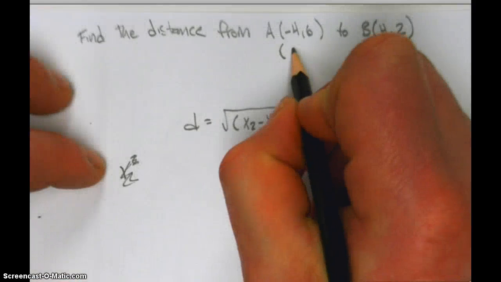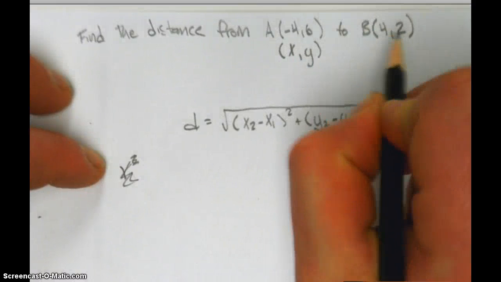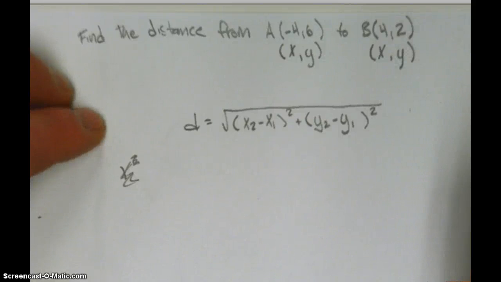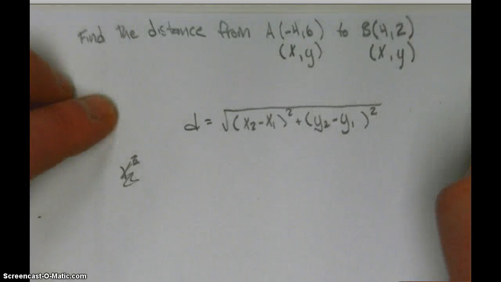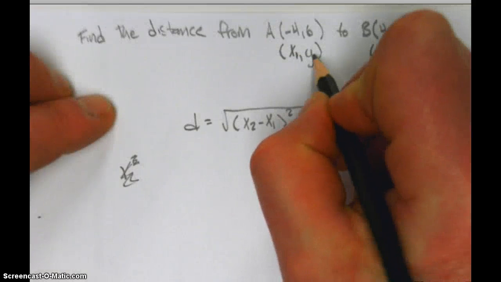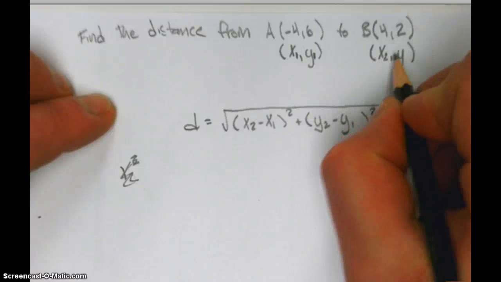So each set of coordinates is a set of x and y. So if you want to do this to help you keep things straight, it's probably a good idea. Doesn't matter which set we call the first set, but if we're going to go in this order, we could call this the first set and this the second set.